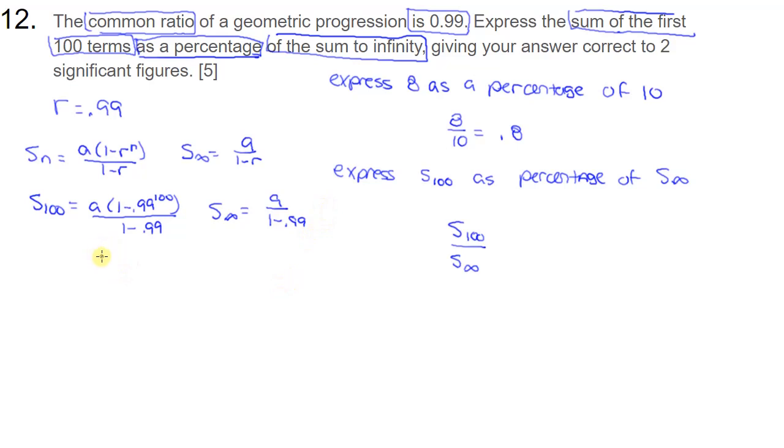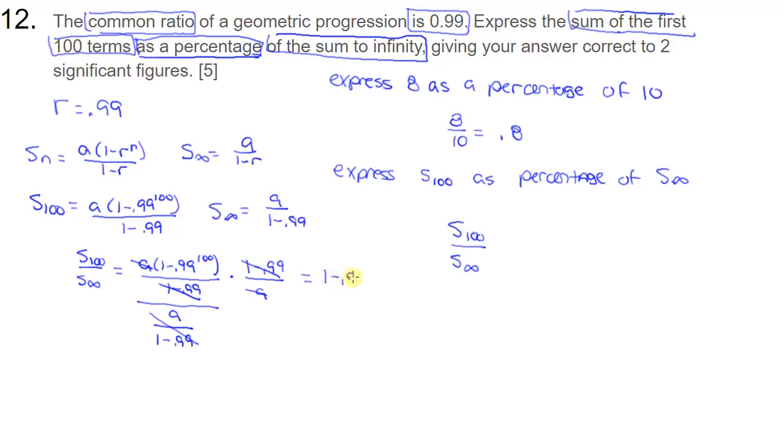And then if I'm going to divide these, it's going to look a bit crazy, but it's not a big deal. We're going to do the sum of the first 100 divided by the sum to infinity. I'm just going to rewrite what I've written here. And so I've got this complex fraction, basically two fractions divided by each other. Now, we don't divide by fractions, we multiply by the reciprocal. So I'm going to multiply by 1 minus 0.99 over A. And you'll notice the 1 minus 0.99 cancels out. And if you look again, you'll also see the A's canceling out, leaving me with 1 minus 0.99 to the 100th.